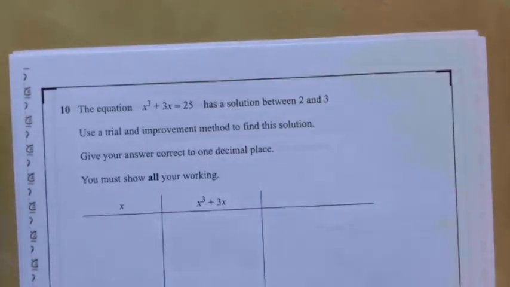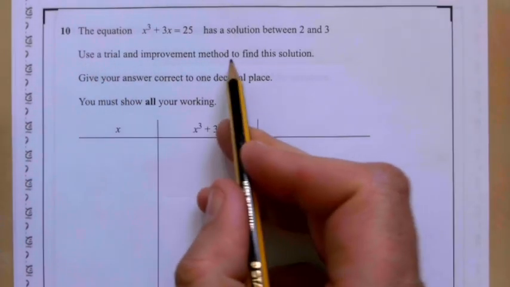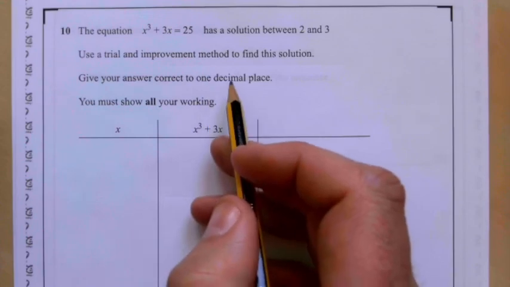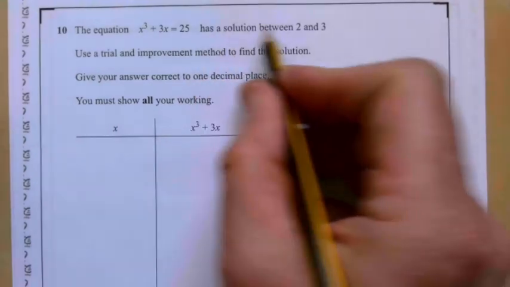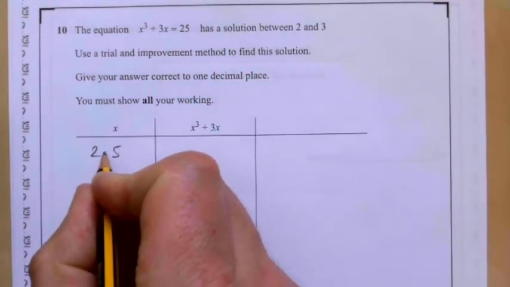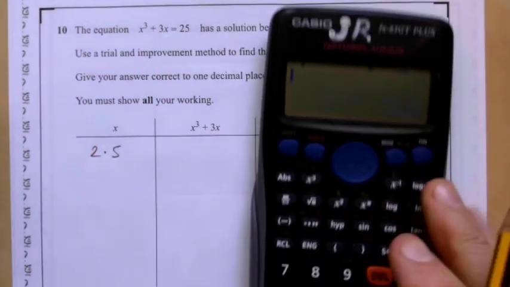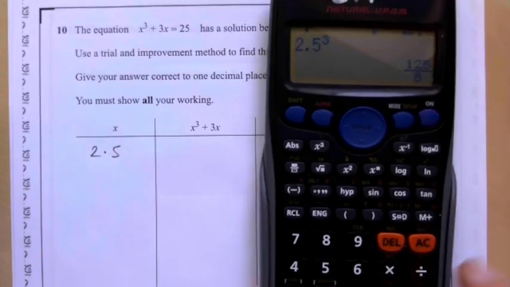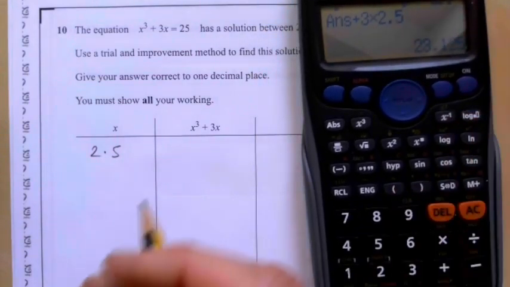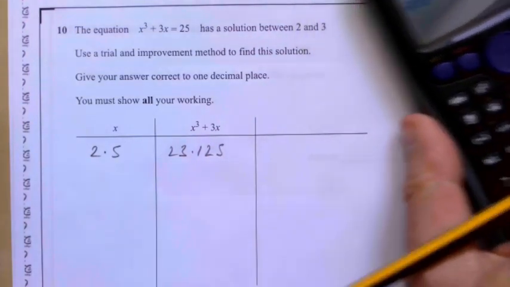Question 10. The equation x cubed plus 3x equals 25 has a solution between 2 and 3. Use trial and improvement method to find a solution. Give your answer correct to one decimal place. Show all your working. So we're going to try halfway between 2 and 3 just to start with. So we're going to try 2.5. So 2.5 cubed, 2.5 to the power 3, plus 3 times 2.5 equals, and that gives me 23.125. So that's too small.